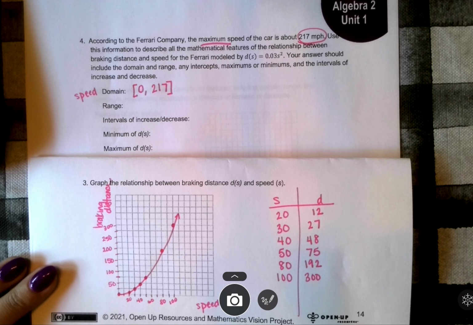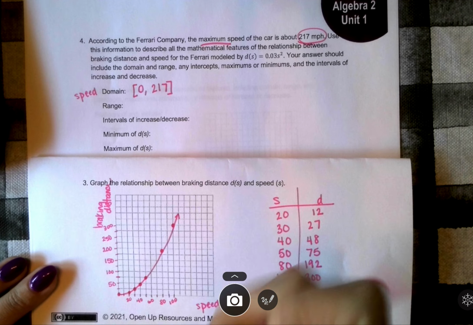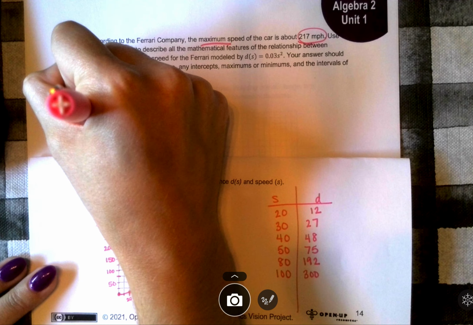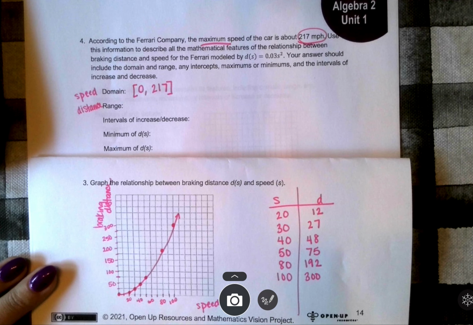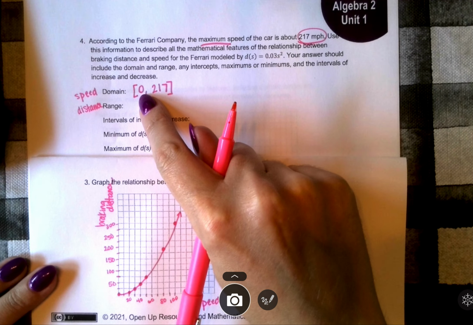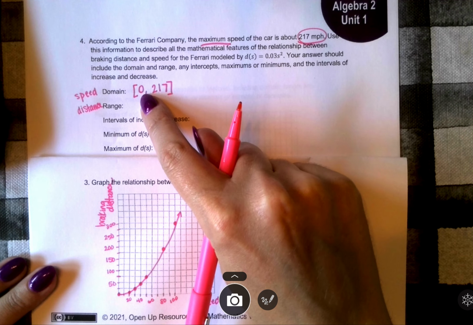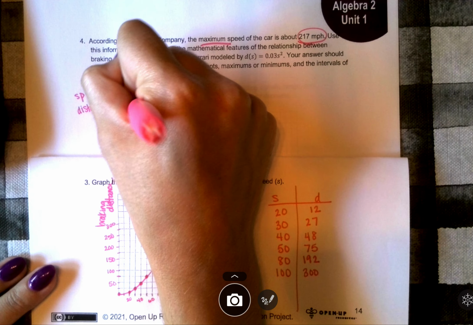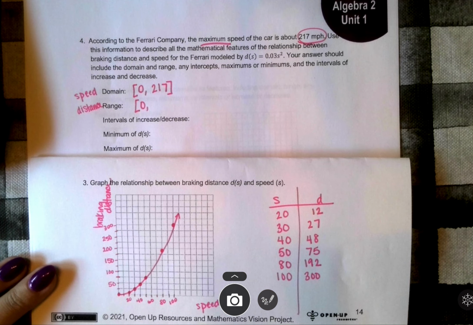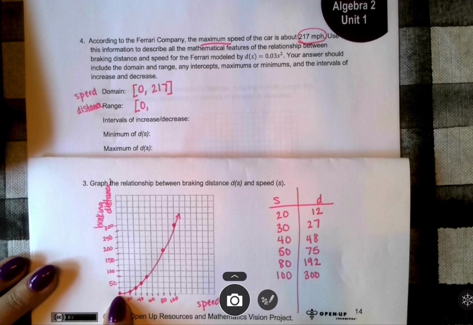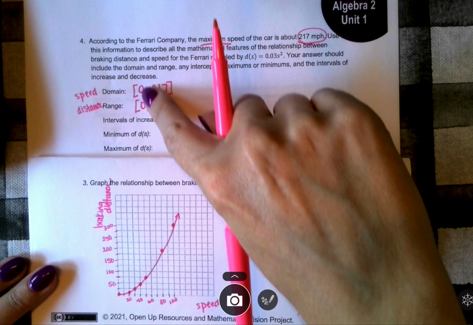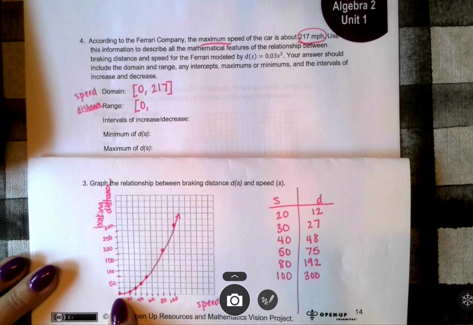Then my range talks about the output values, or my y values, and we're looking at our braking distance. My range is dependent upon my domain. So when I am going a speed of 0 miles per hour, that corresponds to 0 feet. So I know the lowest value of my range is 0 feet. Yes, I can look at my graph, but these numbers are paired together on my graph as well.